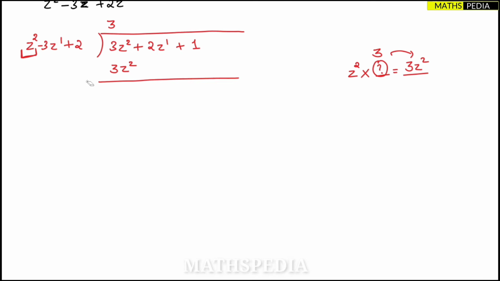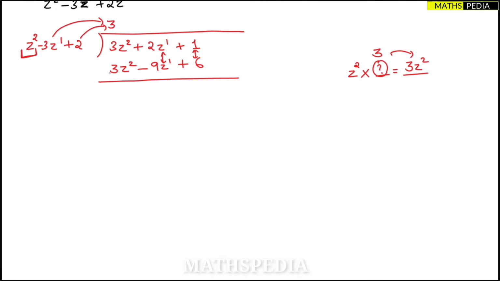So I should see only the first term. Then what about the other terms? The other terms you have to multiply too. So this term into 3: minus 3z into 3 will be minus 9z power 1. Then 2 into 3 is 6. And one more thing, remember, whatever you are writing should match. Like terms only should come together. Constant means constant, z power 1 means z power 1, like that.